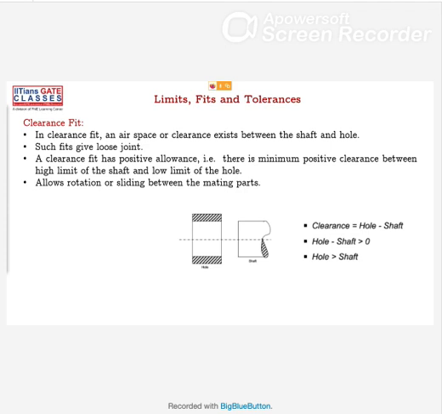Clearance fit has positive elements, and there is a minimum positive clearance between the higher limit of the shaft and the lower limit of the hole. It allows rotation or sliding between the mating parts. Obviously, it can slide, it can rotate also. So clearance is equal to hole minus shaft. Hole minus shaft is greater than zero. Obviously, the hole should be completely greater than the shaft.